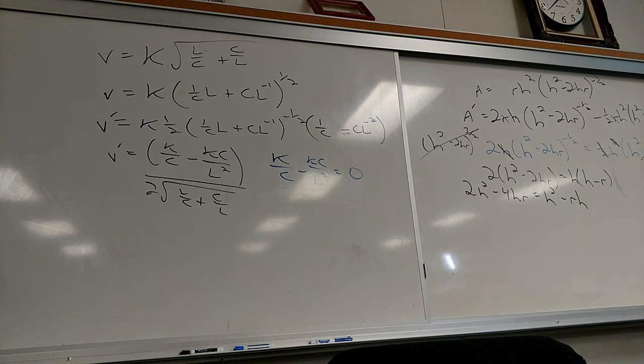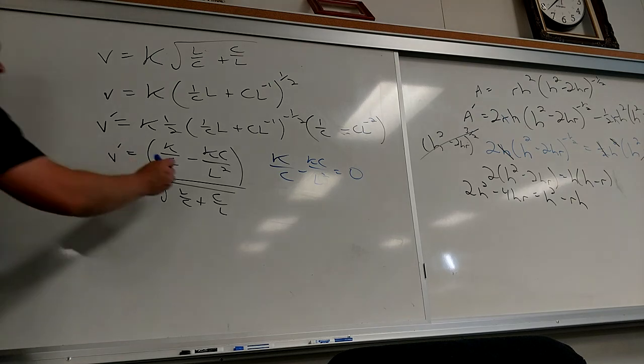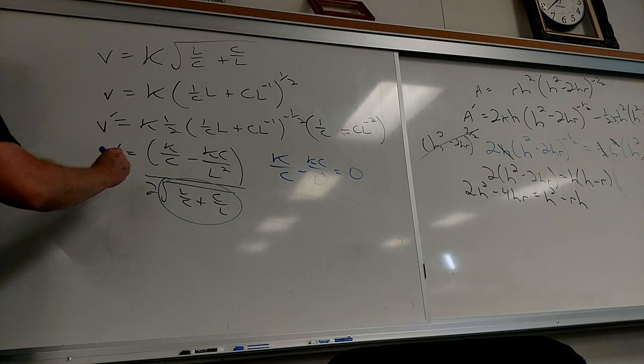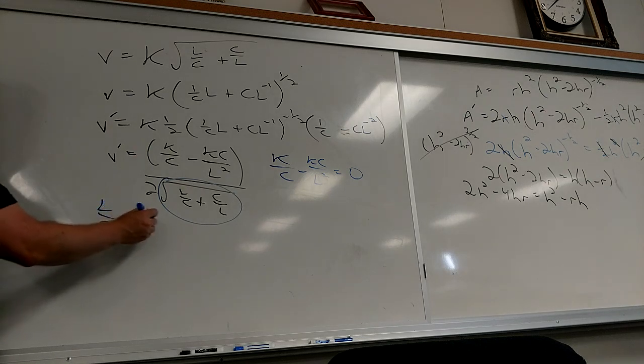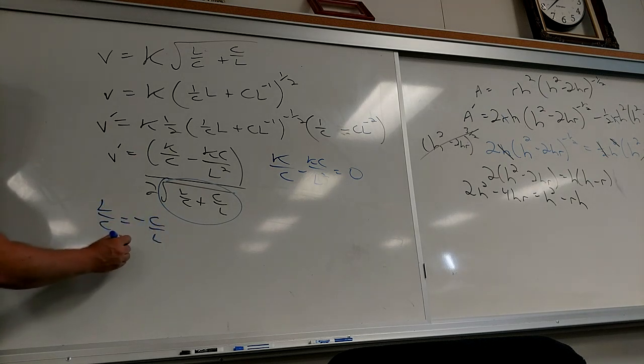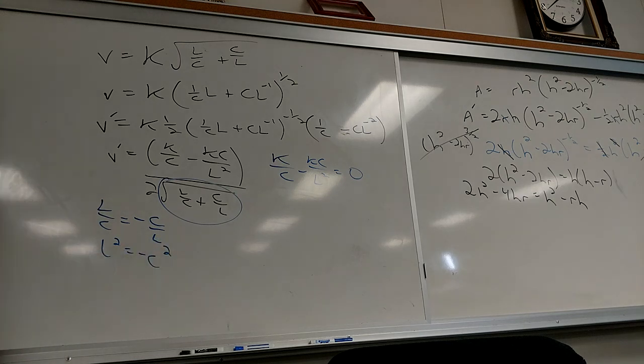And the other place, of course, would be where it's undefined, which is where this would be 0. And when is that 0? When L over C equals negative C over L, when L squared equals negative C squared. And that can't happen. Is that cool? So there's no critical numbers related to undefined in this problem.